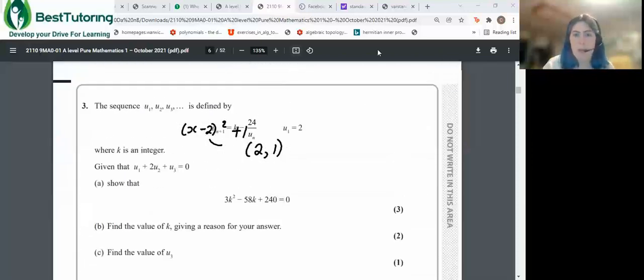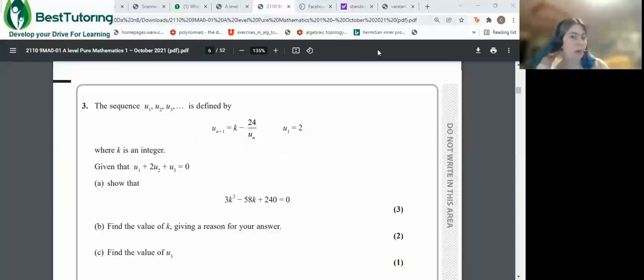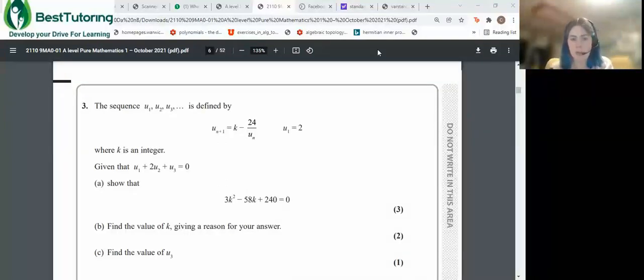Okay, so let's have a look at this next one. So we've got an equation for a sequence. Looks a bit confusing, but hopefully not too bad. So given u1 plus 2u2 plus u3 equals 0, we've got to show that this equation works. So before we start this one, guys, have a think about how you would start off. You already know that u1 is 2, and from this you can work out what u2 is equal to and u3 is equal to.